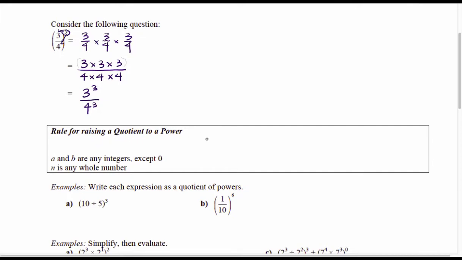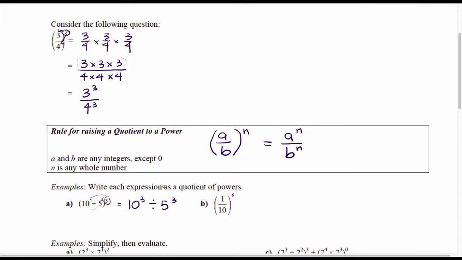So if we have, and I'm going to write it over here, a over b, and that's raised to the power of n, where a and b are any integers, can't be 0, and n is any whole number, then we can simplify that and write it as simply a to the n over b to the n. So looking at a couple examples, we've got division here, so we know that we still need to distribute the 3 to both the 10 and the 5, and so this could be written as 10 to the power of 3 divided by 5 to the power of 3. And that might be a little bit easier to solve.